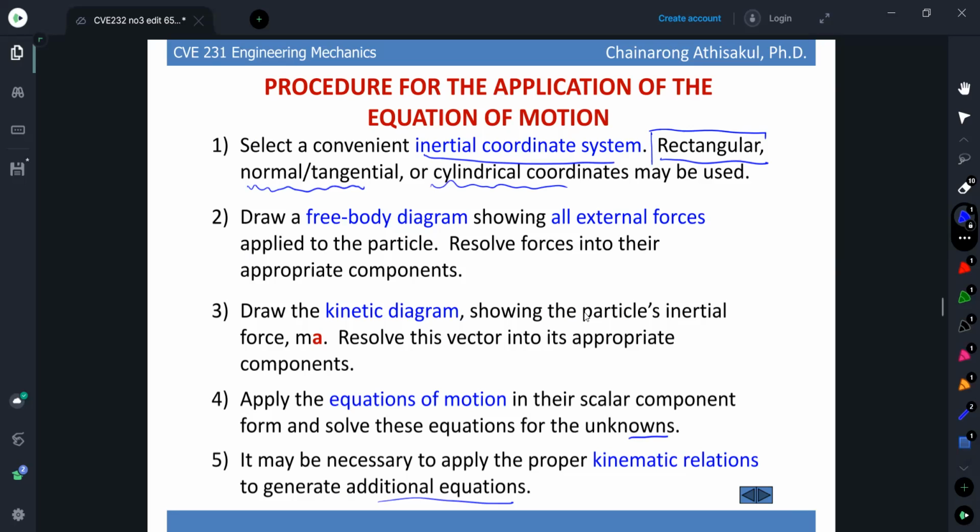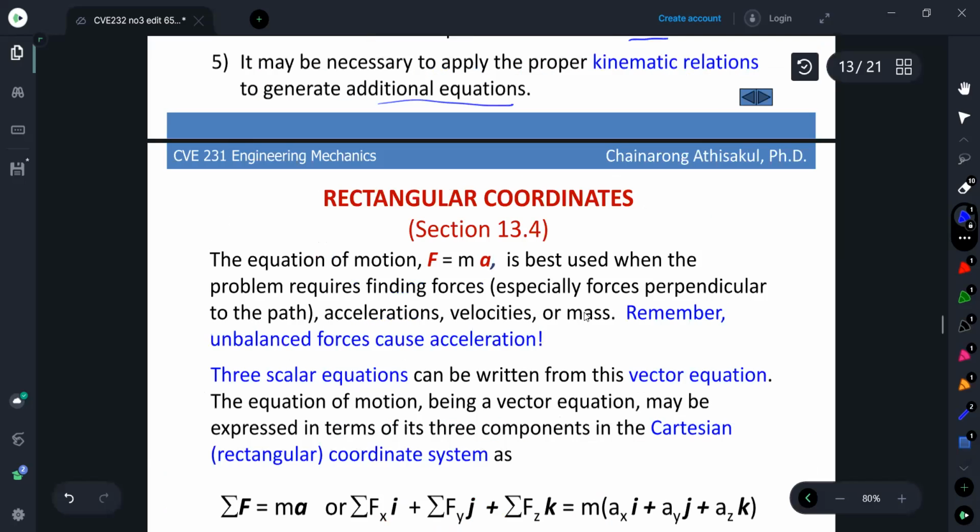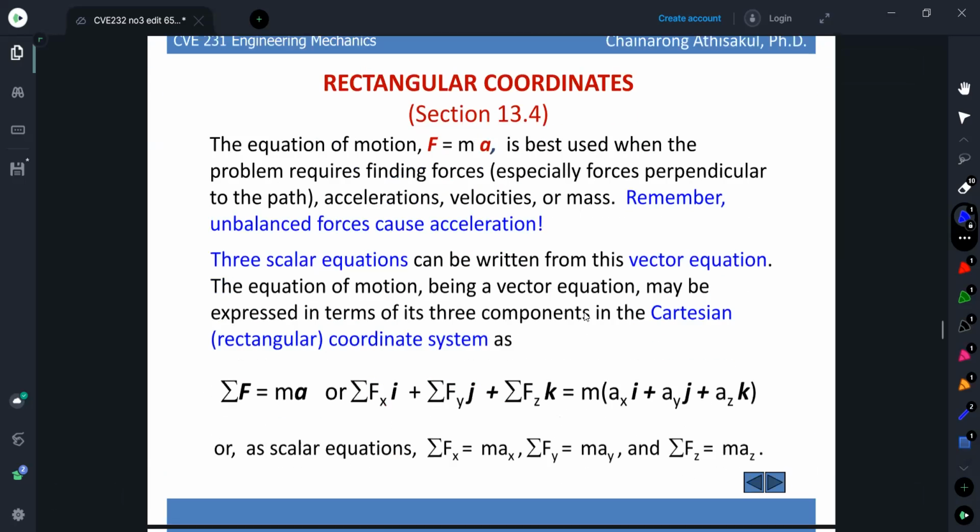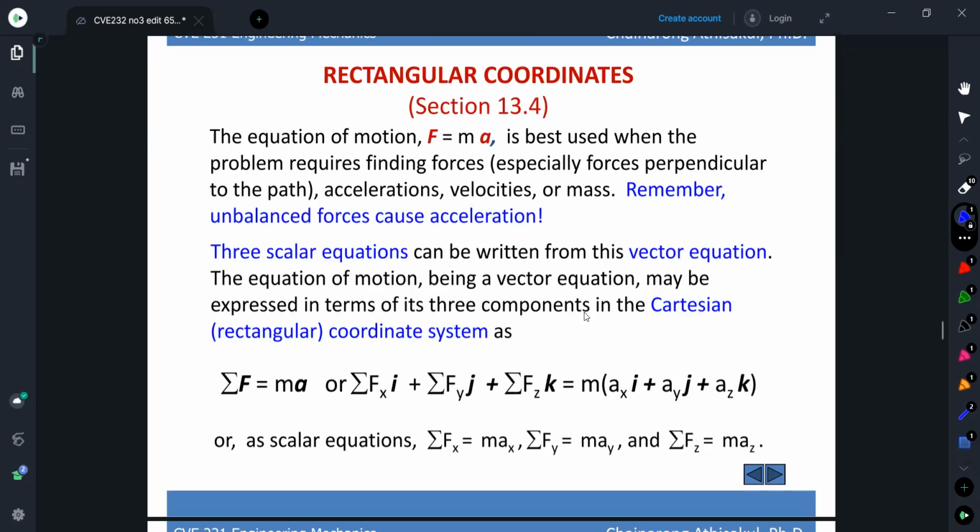For the acceleration, we may need a proper kinematic relation to generate an additional equation for the equation of motion in some cases. And one thing we have to be concerned about is that, as the first step, we have to set up the initial coordinate system and positive direction, and we have to use a consistent positive direction.